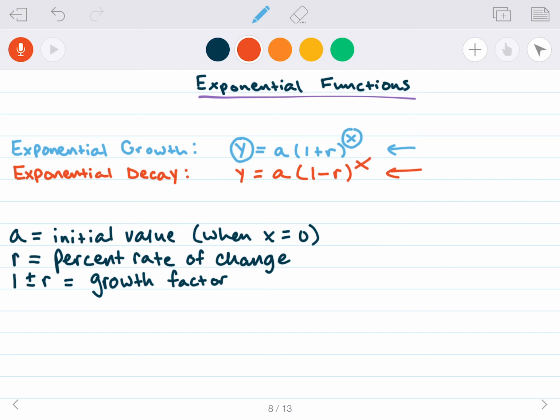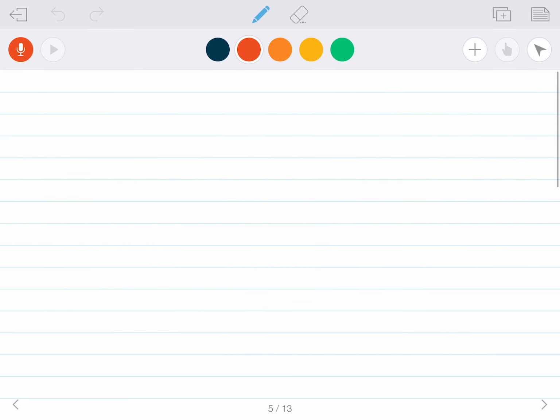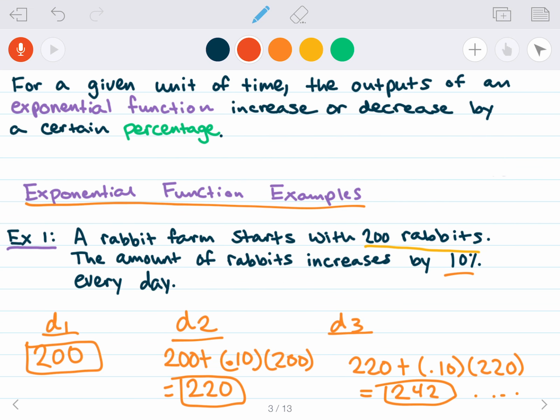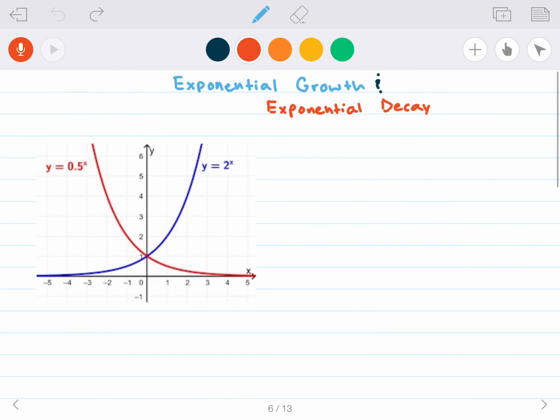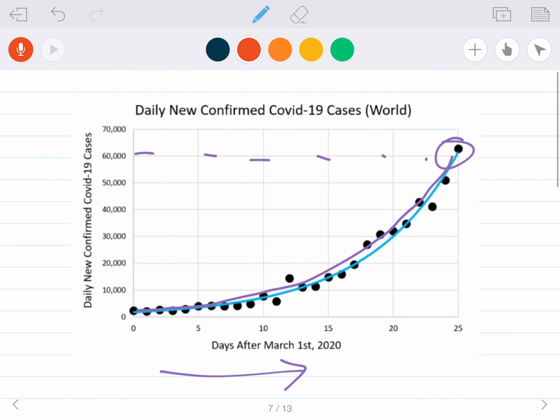A is the initial value. So what does that mean? Well, let's talk about the rabbit example. The initial value is 200 rabbits, okay? So that's what we start out with before it starts increasing or decreasing. A is our initial value.